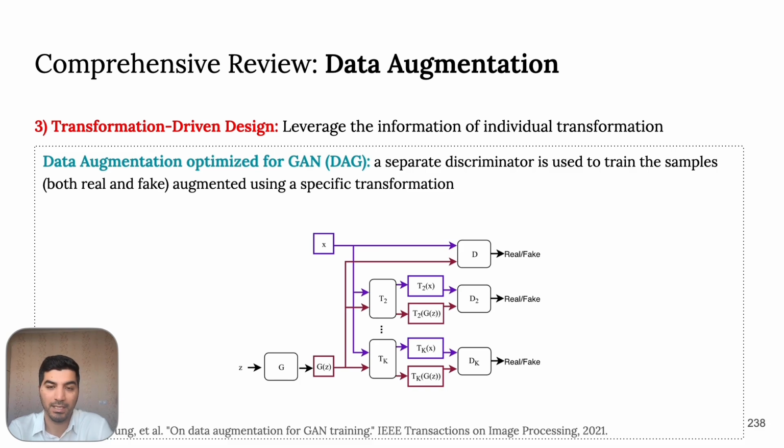The idea is that by exposing a particular transformation to a separate discriminator, it only focuses on the features which are related to real and fake images and discards the features related to the transformation. In this way, the transformations won't leak to our generator.